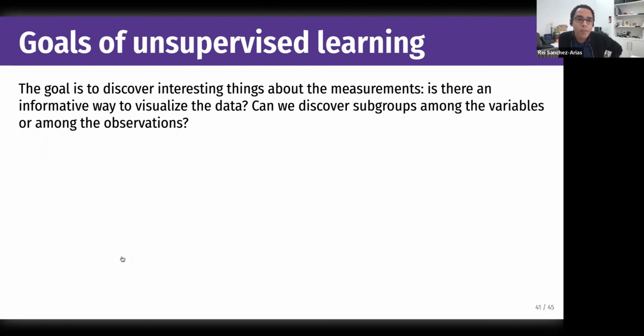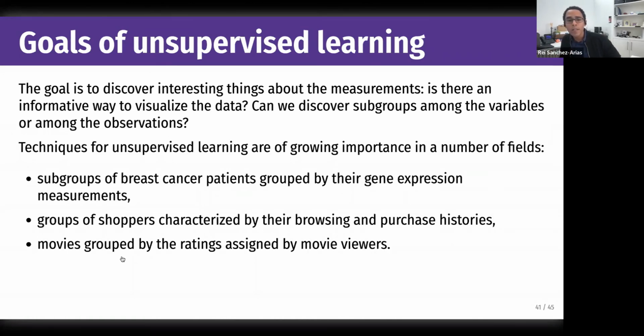So one of the goals of unsupervised learning, as I mentioned, is to discover interesting things about the measurements that we have in hand. Is there an informative way to visualize the data? Can we discover any type of subgroup structure among the variables or among the observations we have? And these techniques in statistical learning or machine learning are of growing importance for subgrouping breast cancer patients by their gene expression measurements, for example. Segmenting or clustering shoppers based on their browsing and purchase histories, working in recommender systems for grouping movies by their ratings assigned by movie viewers, for example, and of course, plenty more.